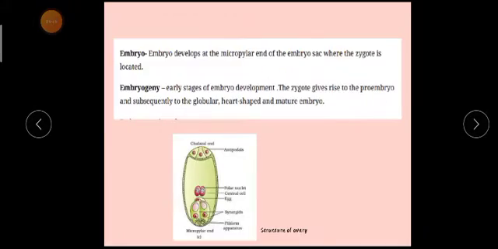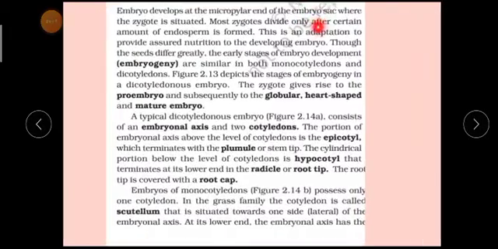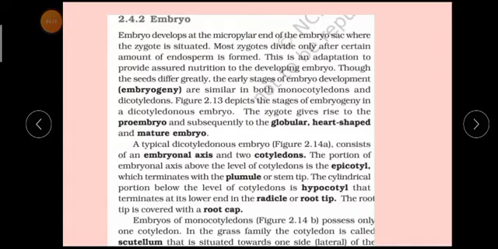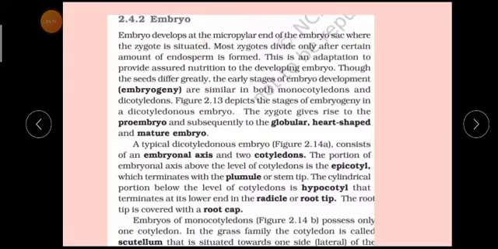Okay students, so let us understand the different parts in detail. This is from your textbook, all of you just pay attention to this. Embryo development always occurs in the micropylar end of the embryo sac, as we have already discussed, where the zygote is situated. Most zygotes divide only after a certain amount of endosperm is formed. Zygotes are not going to divide very easily. They will divide only when a little amount of endosperm is formed.